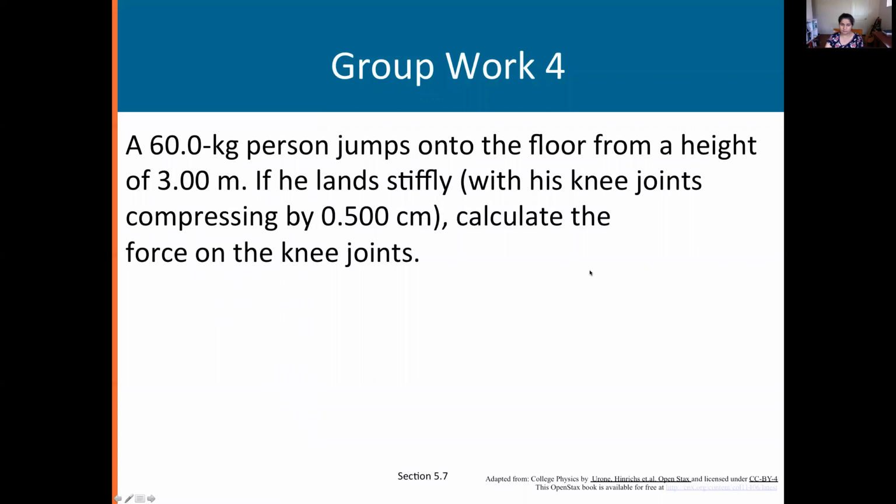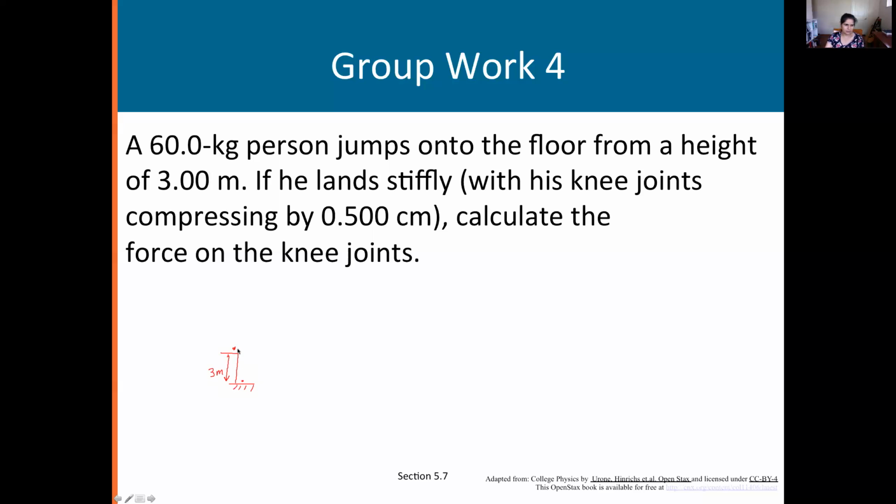Let's look at one more problem. A 60 kg person jumps onto the floor from a height of 3 meters. He lands stiffly with his knee joints compressing by 0.5 centimeters. Calculate the force on the knee joints. So it's assumed that all the force is taken by the knee joint here. This is my two positions, jumps from here to this final position, and this height here is 3 meters.